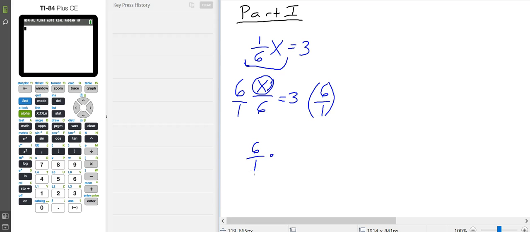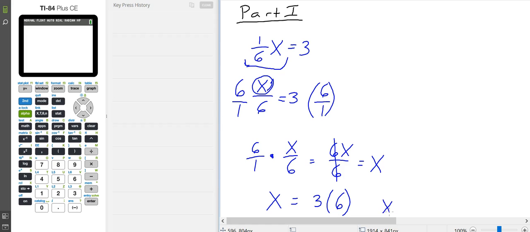6 over 1 times x over 6 becomes 6x over 6. These 6's can cancel out, and we're just left with x. So on the left side, we're left with x, and on the right side, we're left with 3 times 6 over 1. 6 over 1 is just 6, and we're left with x is equal to 18, which is what we got the last time we did it.